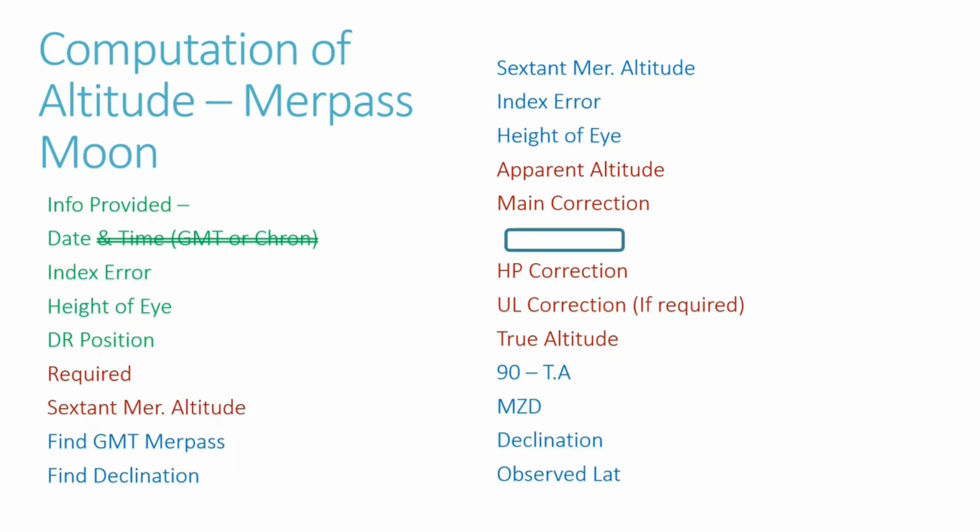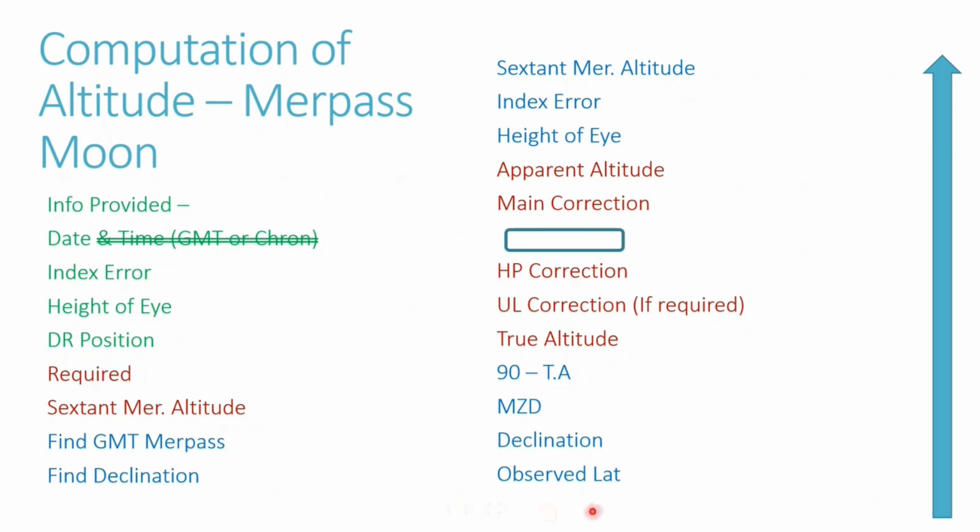Now for computing the altitude of the moon, we follow the exact same method in reverse. So we will be starting off from the bottom, that is from the observed latitude, moving upwards, going up to the sextant meridian altitude of the moon, exactly as we did in sun, star, and planets. So let us show it with an upward arrow. The arrow indicates that we will be starting at the bottom and proceeding upwards till the top, getting the sextant meridian altitude in the end.